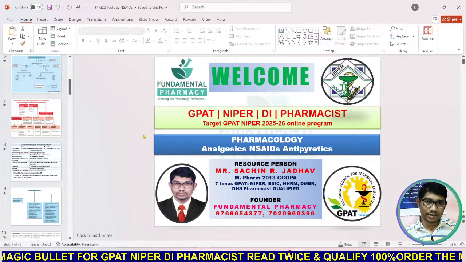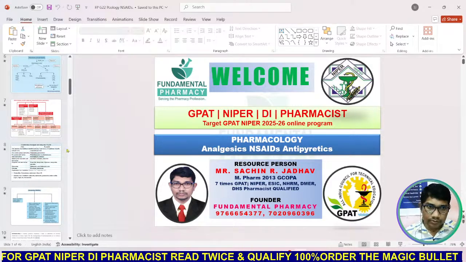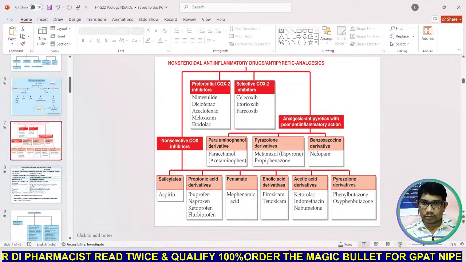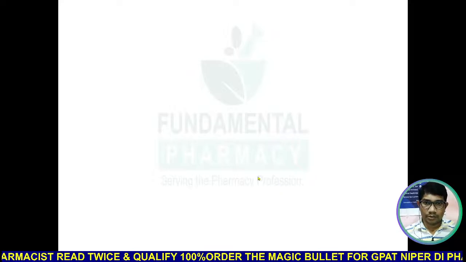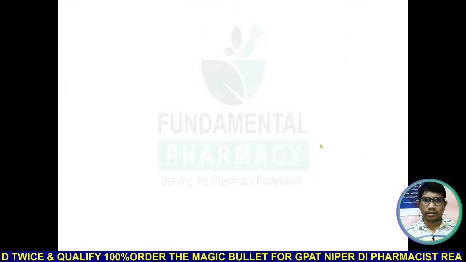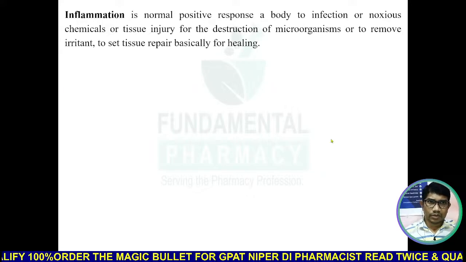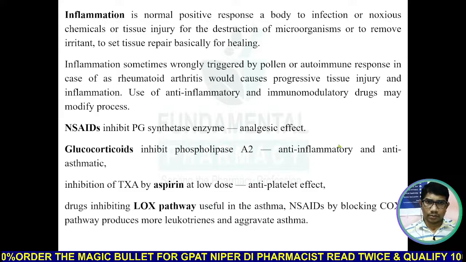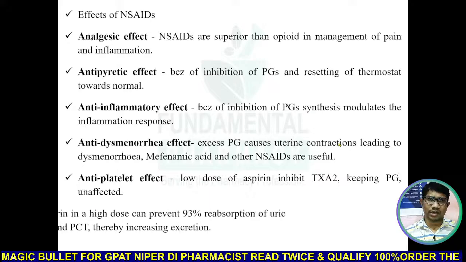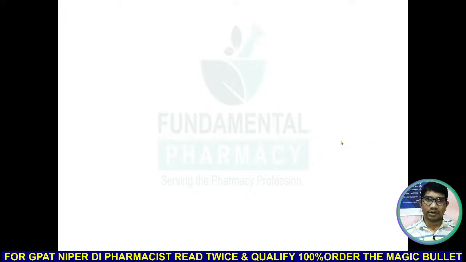We have already seen yesterday, right? We have seen the classification. Then we have seen the inflammation. What is inflammation? What are the different pathways? What is the effect of NSAIDs? We have seen the effect of NSAIDs in different conditions.